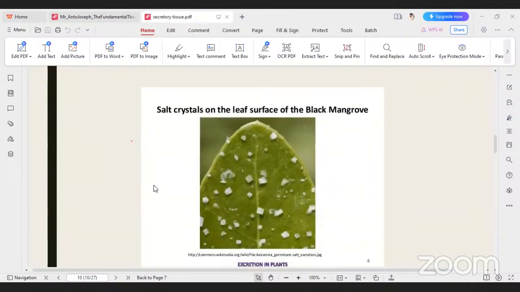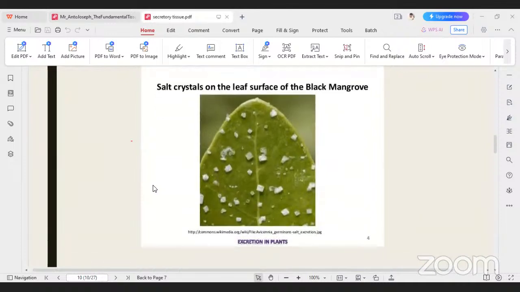You can see. Are you able to see this diagram? Salt crystal on leaf surface of black mangrove.